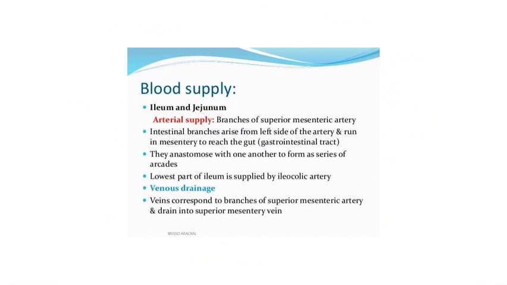The blood supply of the ileum and jejunum. Arterial supply from ileal and jejunal branches of the superior mesenteric artery. Intestinal branches arise from the left side of the artery and run in the mesentery to reach the gut. They anastomose with one another to form a series of arcades. Lowest part of the ileum is supplied by the ileocolic artery. Venous drainage: veins correspond to the branches of the superior mesenteric artery and drain into the superior mesenteric vein.